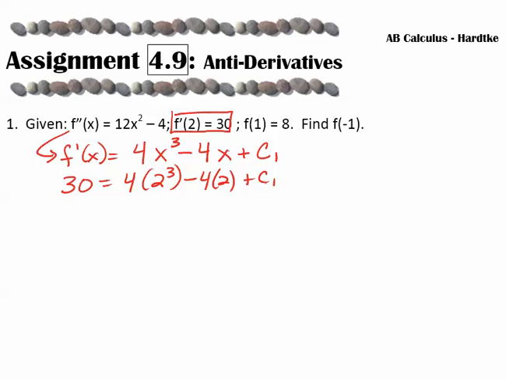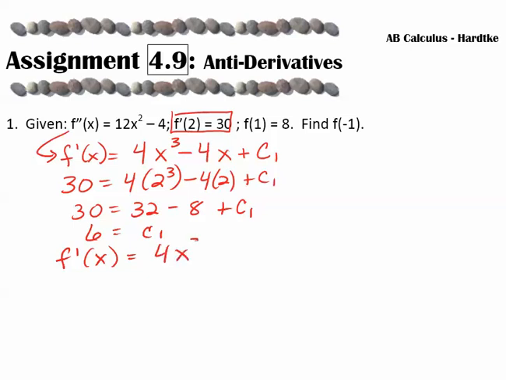So we can do a little arithmetic here. It looks like we've got 32 minus 8. So that would be a 24. So our C1 value would be 6. So now we're finished with our f prime, our first antiderivative. Now we can repeat the process to go backwards to f of x.